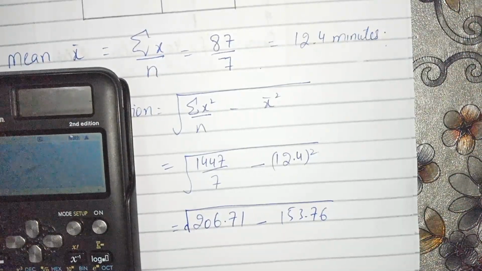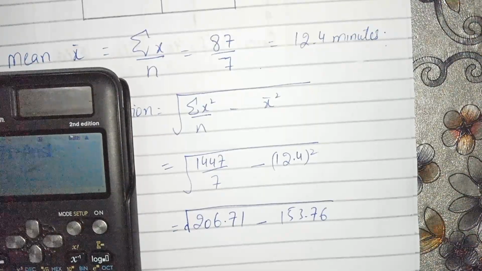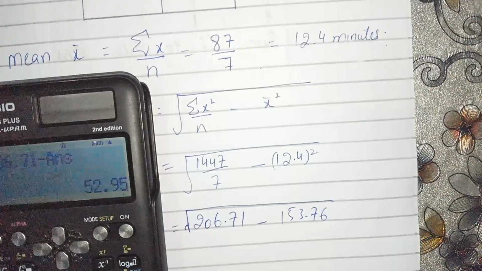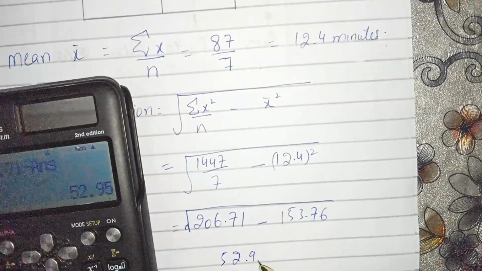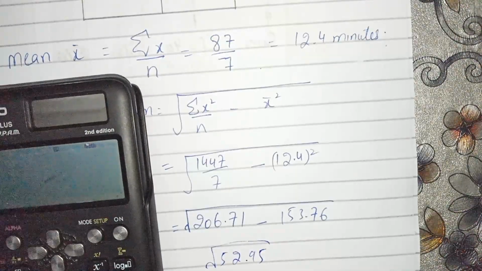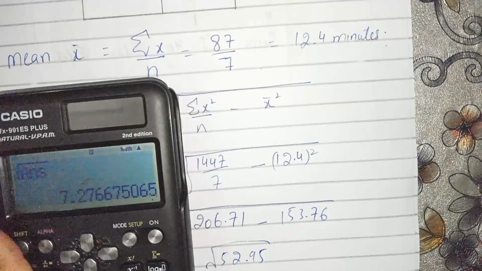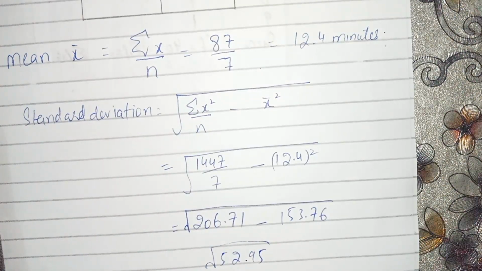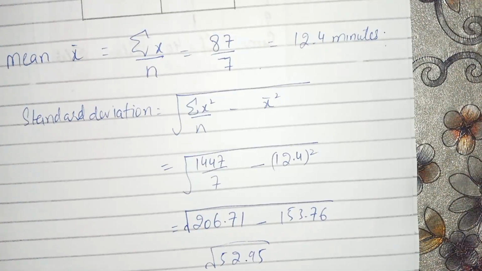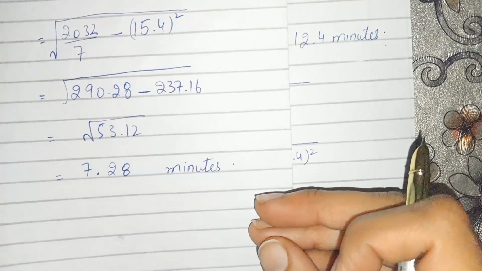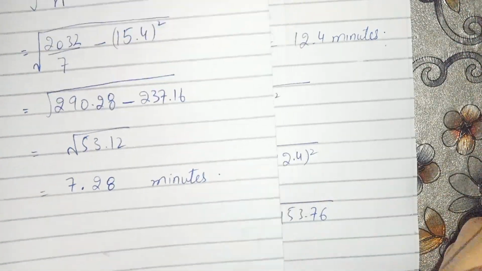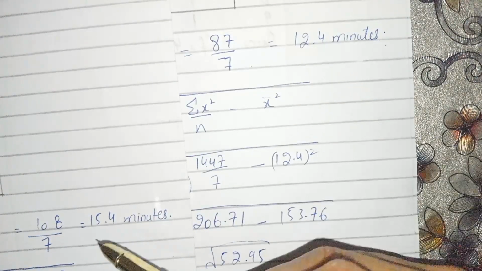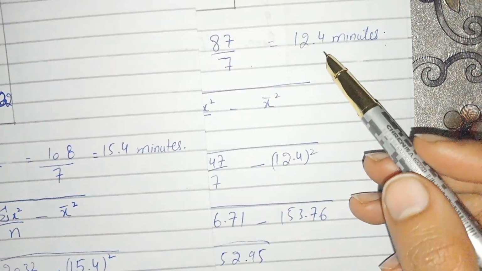And 206.71 minus that answer, we get 52.95. Under the root, the answer is 7.27. By rounding off you can also write it as 7.28. And these are the minutes. Now you can observe that the standard deviation is the same in both parts, 7.28 minutes, but there is a difference in the mean values. This is 15.4 and this one is 12.4.